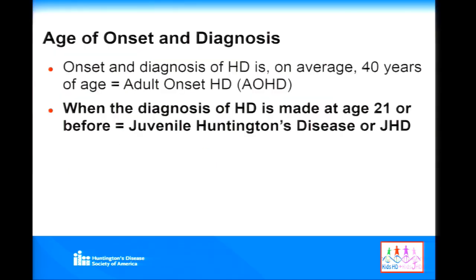So the age of onset and diagnosis is important because this is where the definition of JHD comes. So onset and diagnosis of HD, if we take everybody with Huntington's, is on average about 40 years of age. And I'll refer to that as AOHD, which is adult onset HD. Now, when the diagnosis of HD is made at the age of 21 or under, and that's not necessarily any magic to that number, but in general, we've defined it as 21 and under, we call that at that point juvenile Huntington's disease, or JHD.